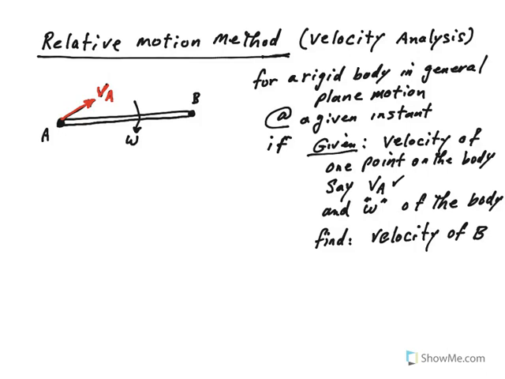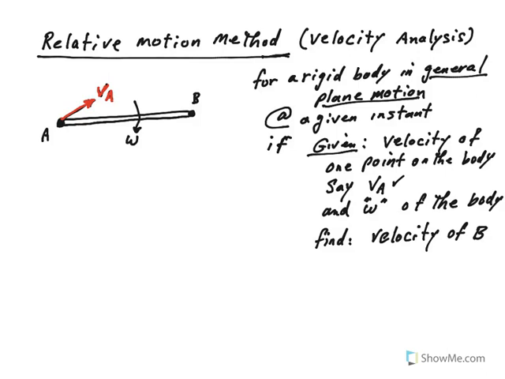And I've already talked about the absolute motion analysis. Remember, we talked about there are three different ways that we could do velocity analysis for what type of motion? For general plane motion, right? General plane motion is what type of motion? A motion which is part translation, part rotation.